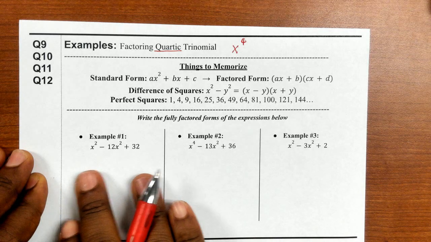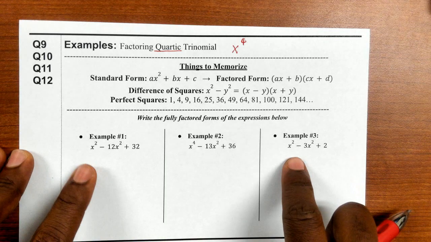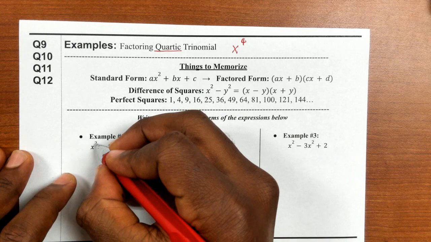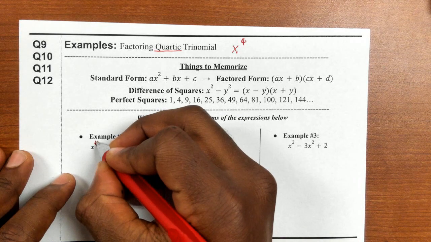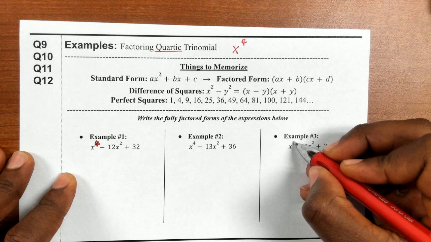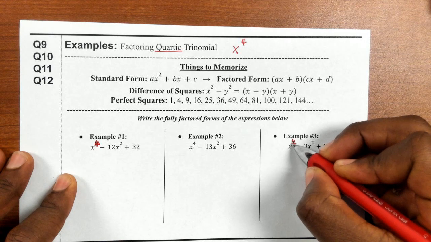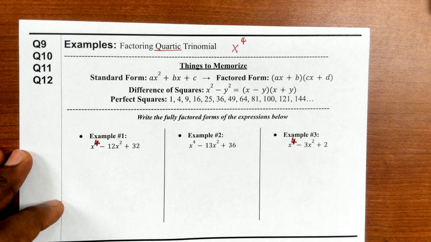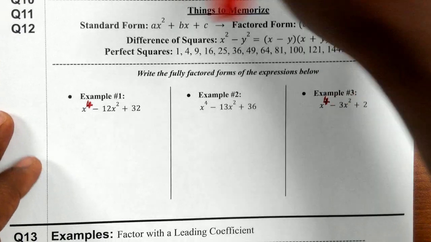There was a typographical error in these two questions right here. This should be x to the fourth power. And then this should also be x to the fourth power. That was a typographical error. Okay? So let's dive into doing this.